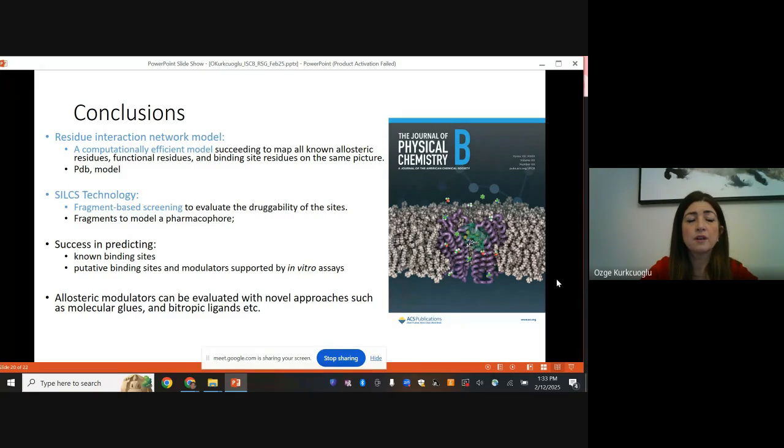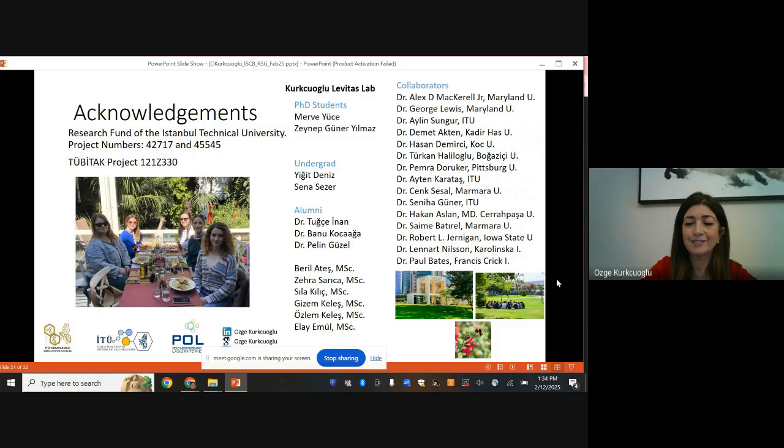And just the combination of these techniques actually succeeded in predicting the unknown, putative allosteric binding sites, as well as identifying allosteric modulators, which were all supported by in vitro assays. And the allosteric modulators can be evaluated with novel approaches, such as molecular glues or bitopic ligands or PROTACs, etc. So that was the end of my talk.